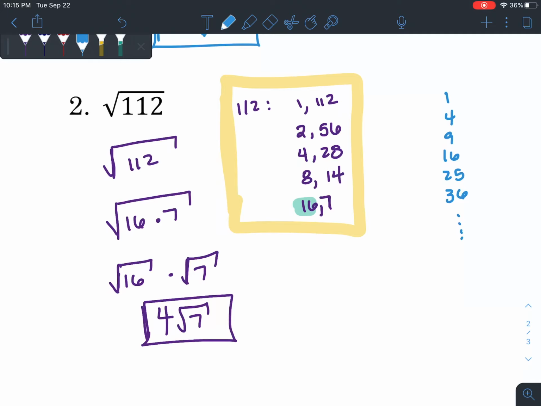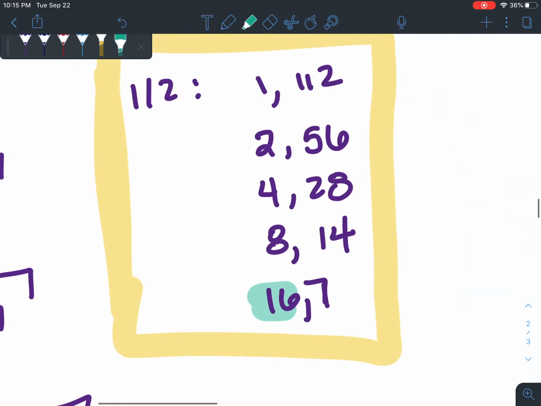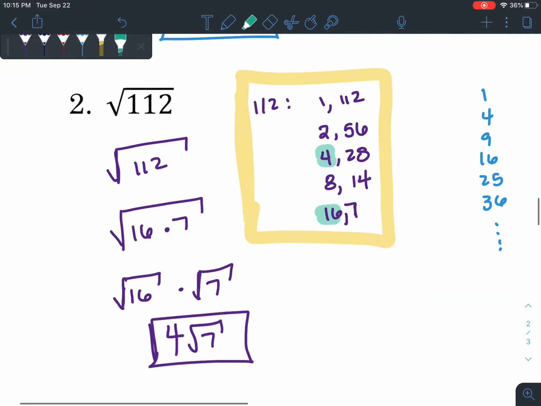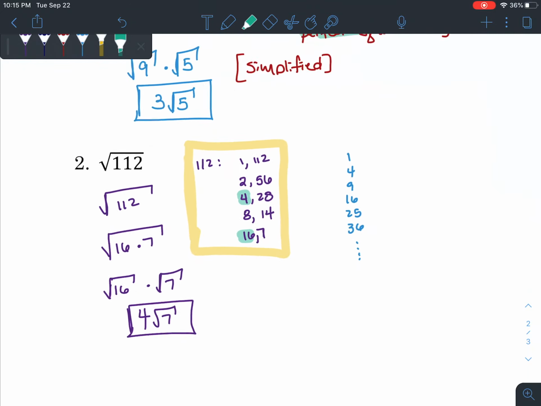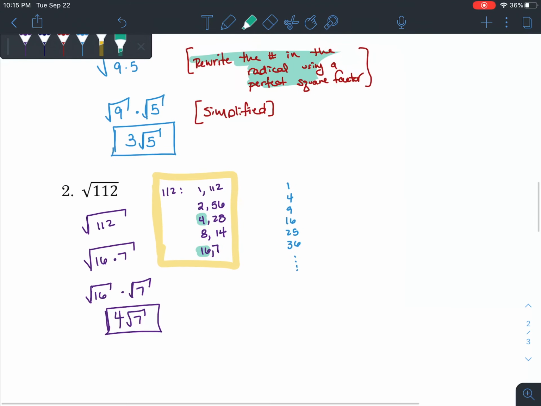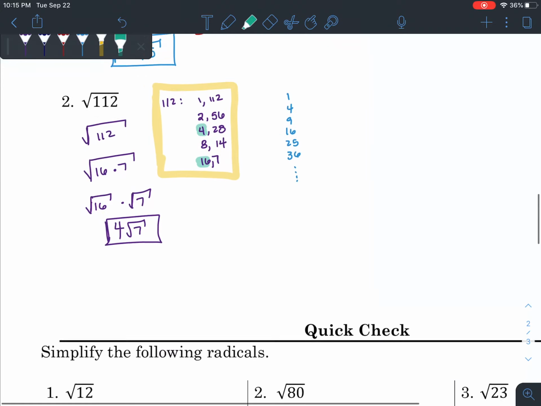Now, if you noticed, in that list of 112, 4 is also a perfect square, and we could have used that, but 28 can be broken down even further. So you got to make sure you're choosing the factor pair with the largest perfect square, okay? So again, this is pretty much it. Pretty straightforward. You're going to take that radical. You're going to find if it has a perfect square as a factor. You're going to use it, and you're going to use that to simplify, okay?